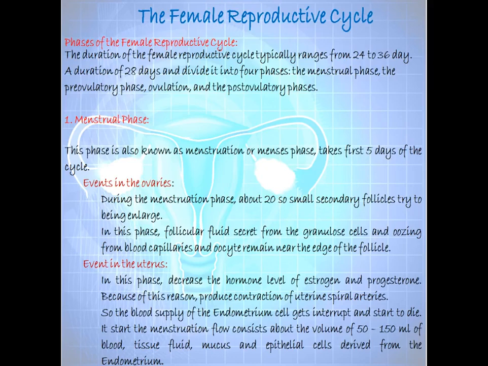In this phase, the hormone levels of estrogen and progesterone decrease. Because of this, contraction of the uterine spiral arteries occurs. So the blood supply of the endometrial cells gets interrupted and they start to die. It starts the menstrual flow, which consists of about 50 to 150 ml of blood, tissue fluid, mucus and epithelial cells derived from the endometrium.